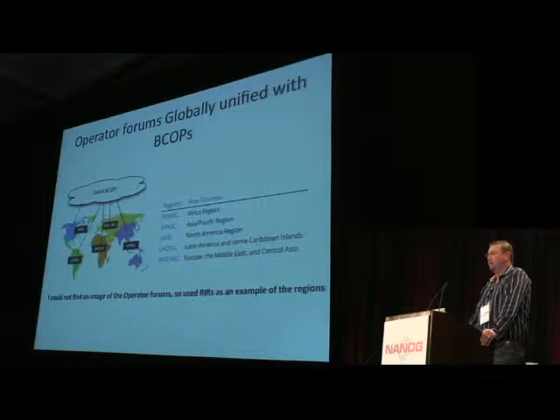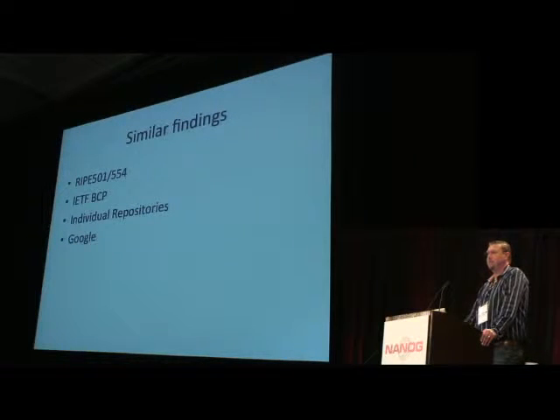So in searching around, there are lots of similar things. I just listed a few here. For example, RIPE 501 or 554 in the RIPE region are examples of some documents that are meant to be best current operational practices. There are the IETF BCPs, which are not entirely operationally focused, but they're good examples of how a global repository would be done for BCPs. There are individual repositories, not very well published, but they exist. And of course, there's your good old friend, your favorite search engine.